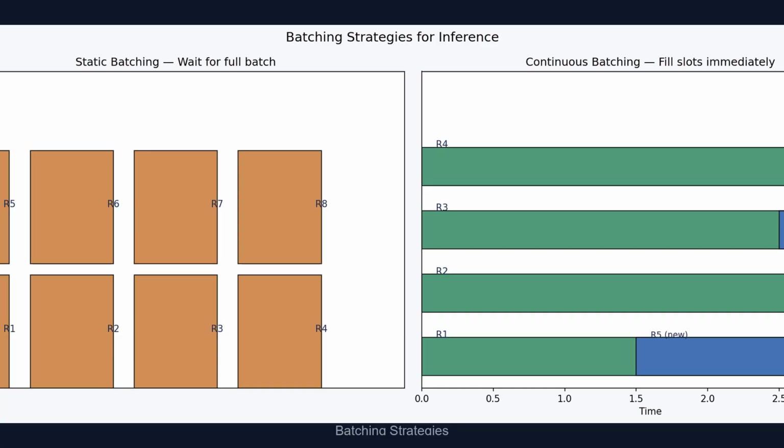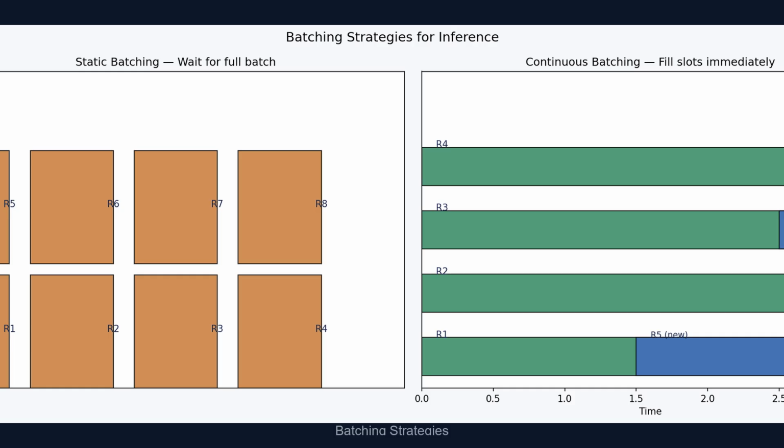This diagram compares 2 batching strategies side by side. Static batching on the left waits until a full batch of requests is assembled before starting inference. If you have 8 slots in a batch and only 6 requests are ready, the system waits for 2 more before processing anything. That idle waiting time directly reduces GPU utilization.